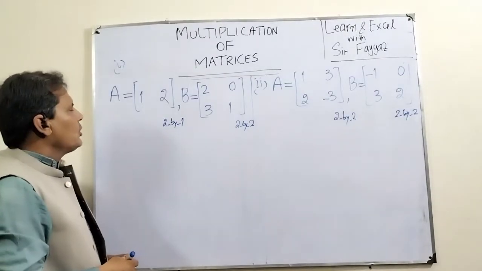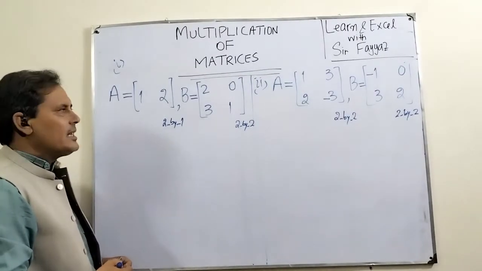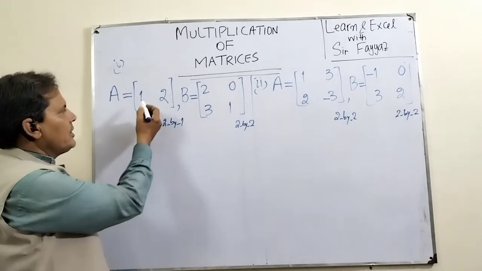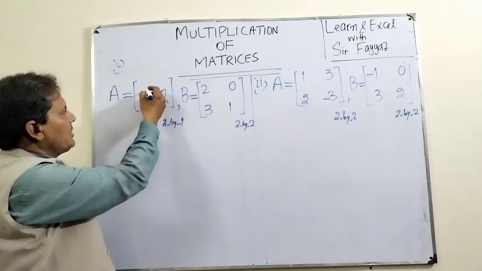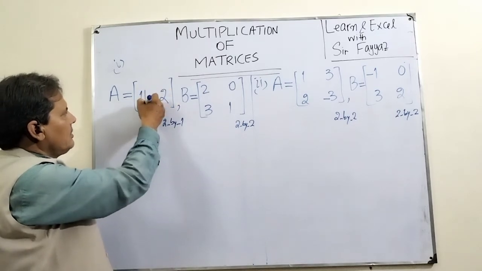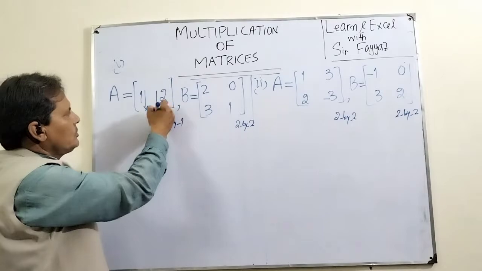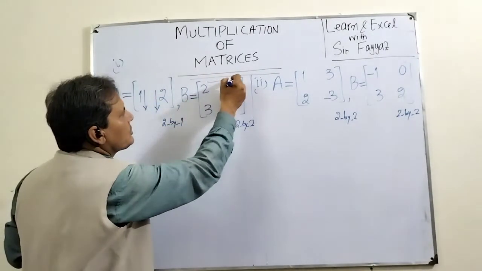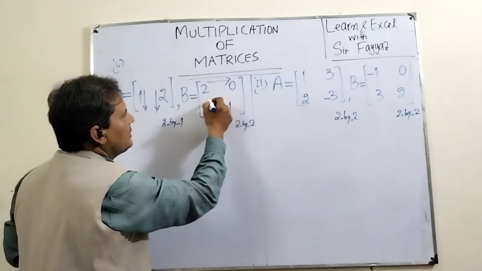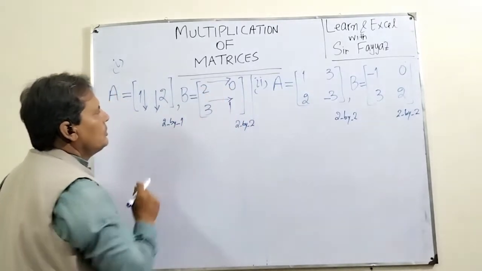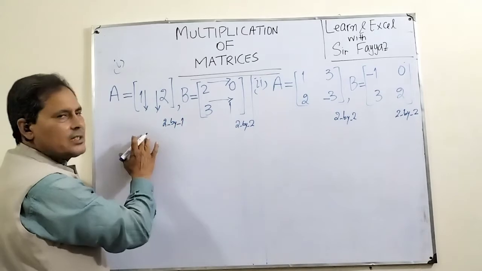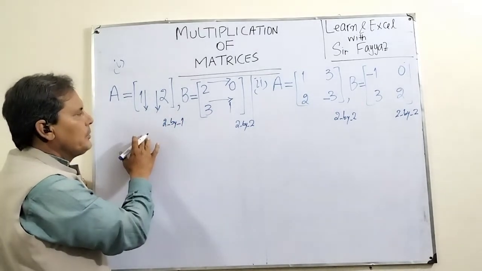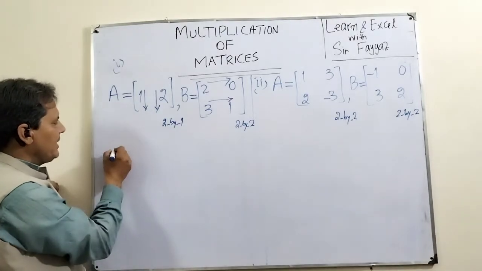The first and most important condition necessary for multiplication is to check the number of columns in the first matrix. As you can see, there are 2 columns in matrix A, and the number of rows in matrix B is 2. So these two matrices are conformable for multiplication. How to multiply them?